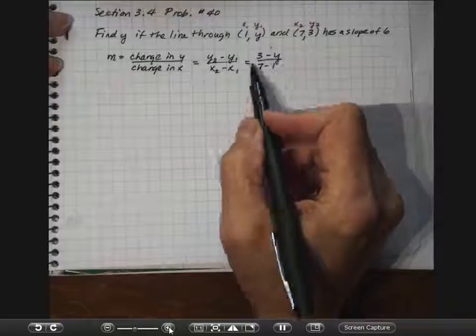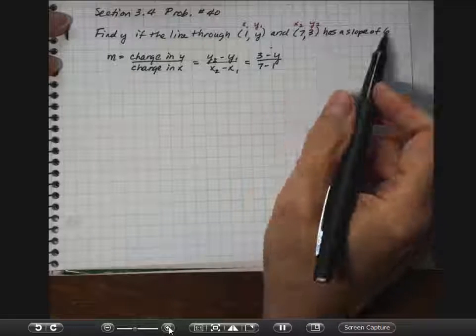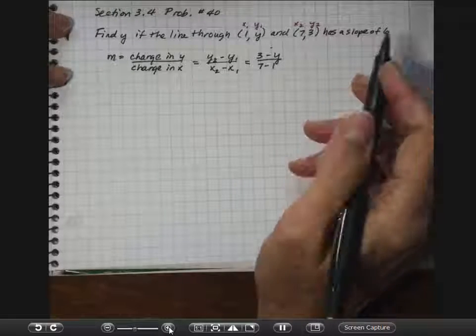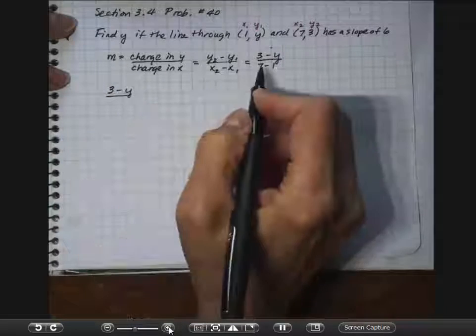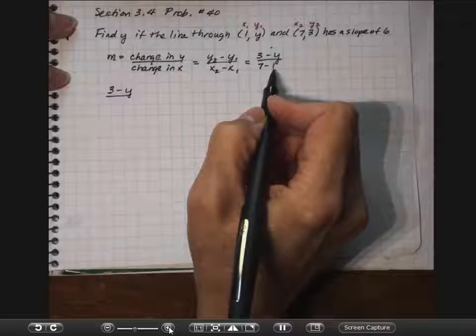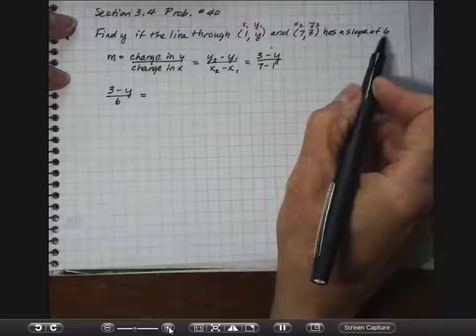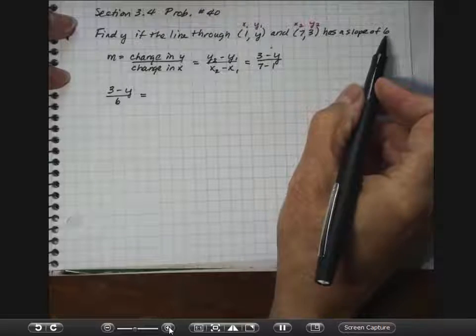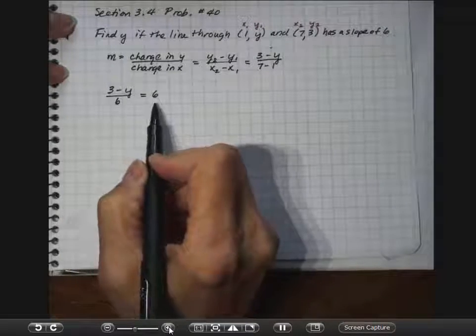So that is the slope of the line using the information I've been given, and then that has to be set equal to 6. So I'm going to take 3 minus y, and 7 minus 1, I'm going to rewrite that as 6. And then that has to be equal to my slope, which is also equal to 6. Now I need to solve this equation for y.